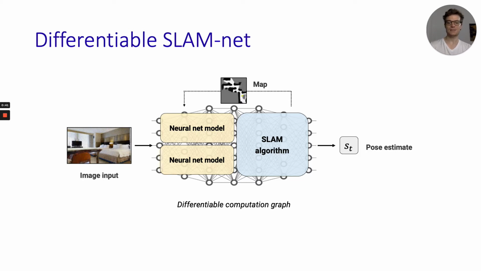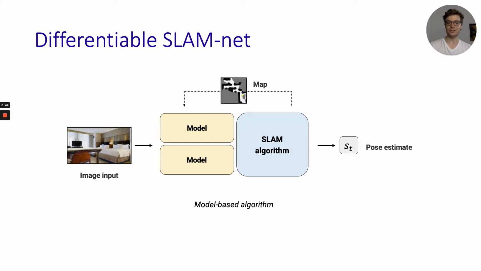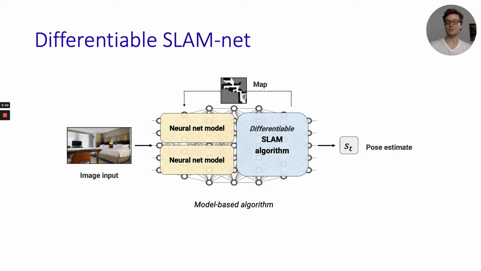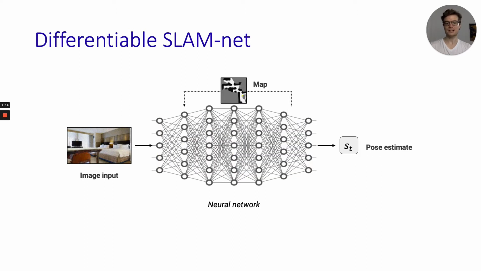We can look at SLAM-net from two perspectives. First, SLAM-net can be understood as a model-based SLAM approach, where the model components are neural networks and the SLAM algorithm is differentiable. Because of the differentiability, we can train everything end-to-end, backpropagating gradients through the algorithmic computation. The benefit is that all model components, like feature extractors or map representation, are all learned to optimize the final task objective. We can also understand SLAM-net as just a large neural network that has inductive bias in the form of the built-in algorithm.